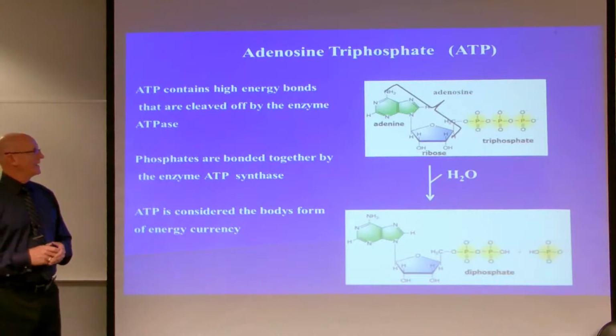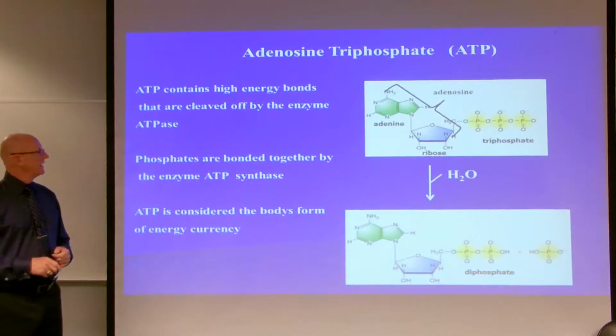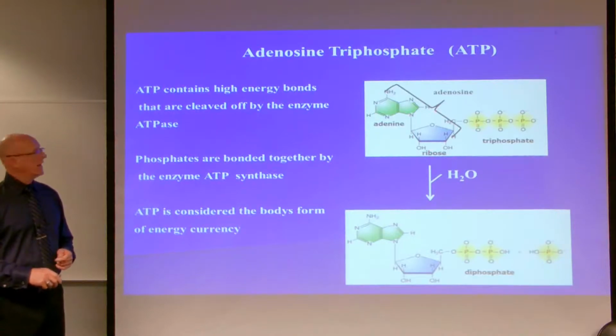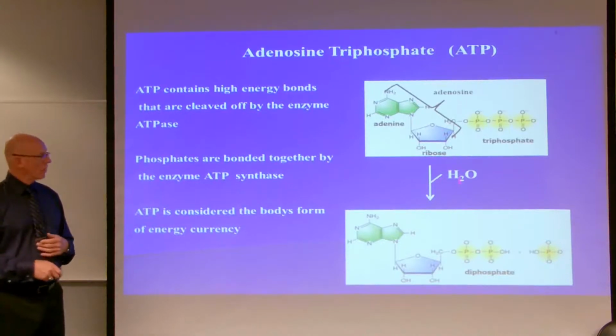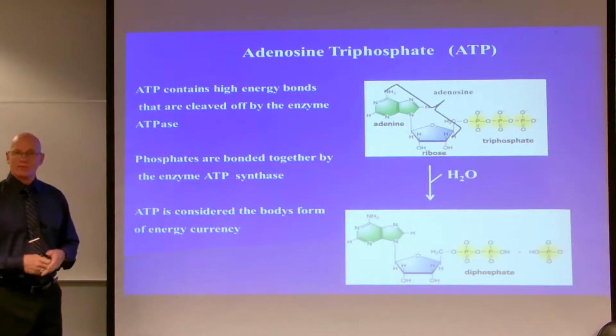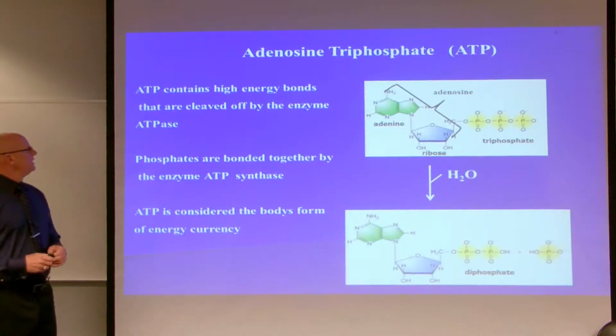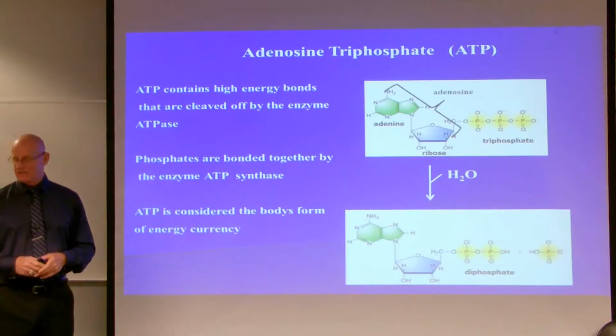So the breakdown of adenosine triphosphate: basically it is adenine, which is a nucleobase, such as in DNA, and there is a ribose. It's a 5-carbon sugar, and it contains 3 phosphates. So adenine and ribose together is called adenosine, and this is adenosine triphosphate. Now the way we hydrolyze this is we add water, and then we'll break the bond of the phosphate, and that will yield energy. It will liberate some free energy. So ATP contains these bonds that are cleaved off by the enzyme ATPase. And the phosphates are bonded together by the enzyme ATP synthase.